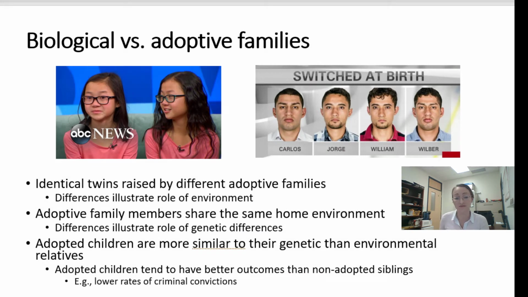We can study adoptive families to look at the role of genetic differences. Adoptive family members share the same home environment but have more genetic diversity between the members. Research on adoption suggests that adopted children tend to be more similar to their genetic relatives than their adoptive parents, for example, in personality or cognitive ability. That said, they do tend to have better outcomes than their siblings who were not adopted.